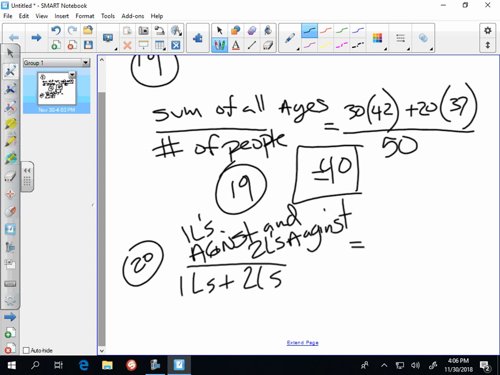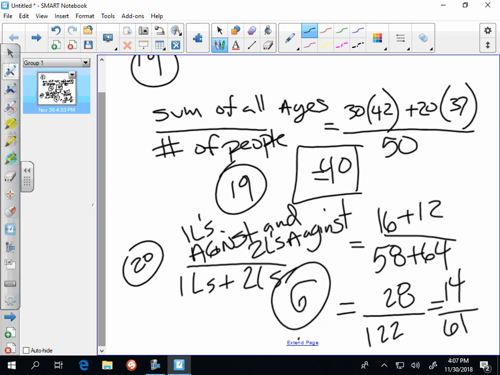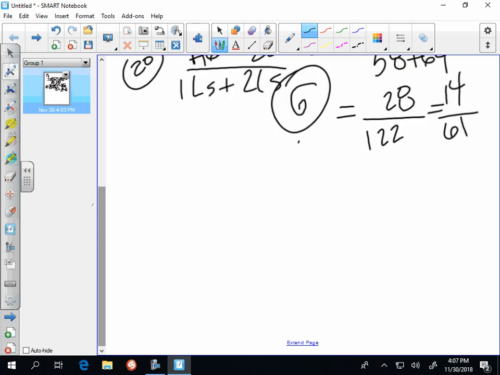So to me, I see there are 16 1Ls against, 12 2Ls against. There are a total of 58 1Ls and 64 2Ls. So I end up with 28 over 122, which reduces to 14 over 61. That's letter G. G for number 20.